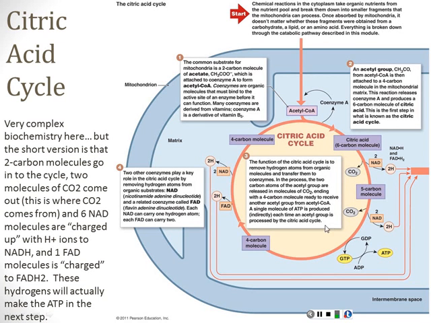So that's 6. So in one turn of this cycle, we get the production of 2 CO2 molecules, and we get the production of 6 charged up NADs. So a charged up NAD is an NADH. And we get 1 molecule of FAD that gets double charged. So it gets to be FADH2. So it's holding on to 2 hydrogen ions. Why is that important? Because these hydrogen ions are what are going to power the production of ATP in the next step.